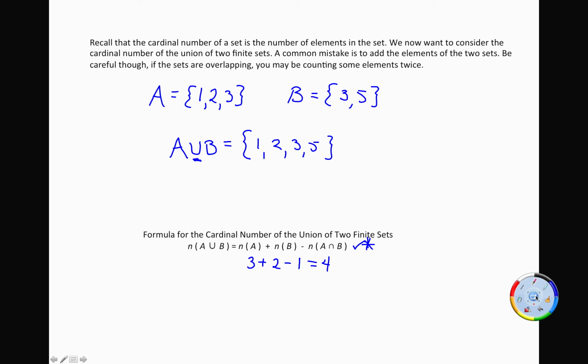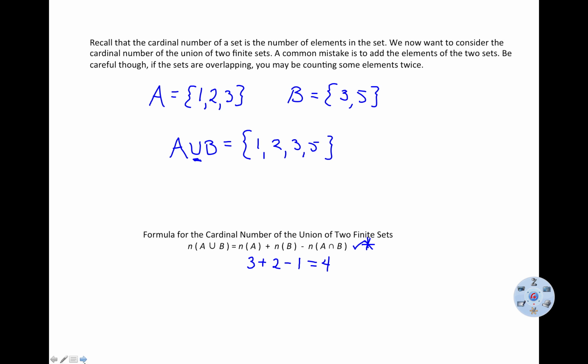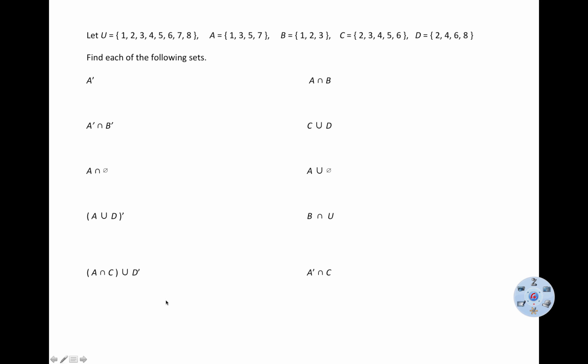So now let's go and look at some problems, see if we can work through some.